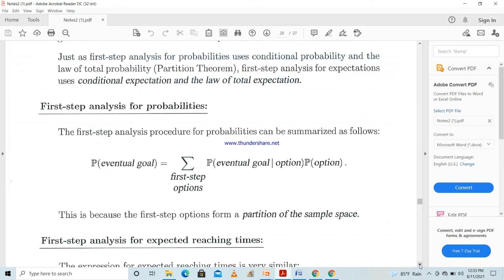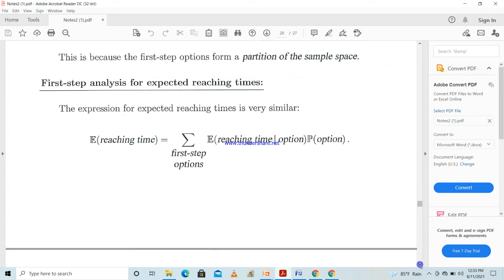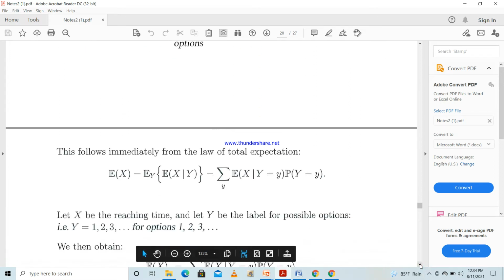Today we are going to discuss the first step analysis for expected reaching time. Our goal is to calculate this expected reaching time. So how do we use the first step analysis? Same as when calculating the probability, we look for the possible options, take the expected time given that we are in a particular option, and multiply that by the probability of reaching that option.